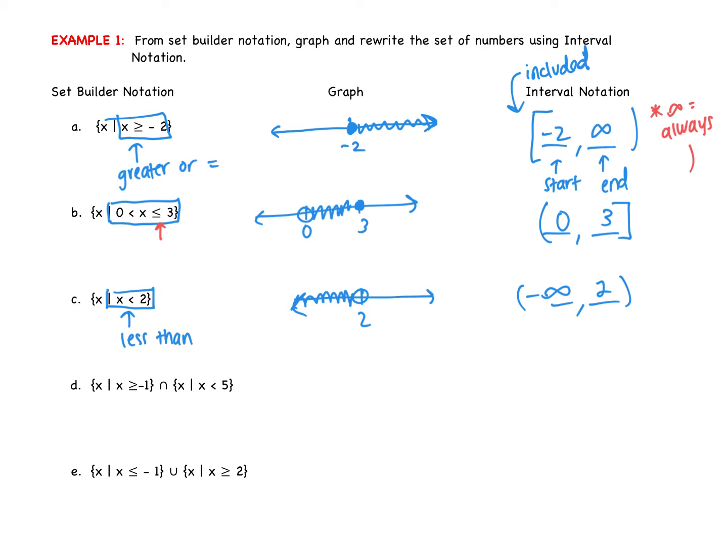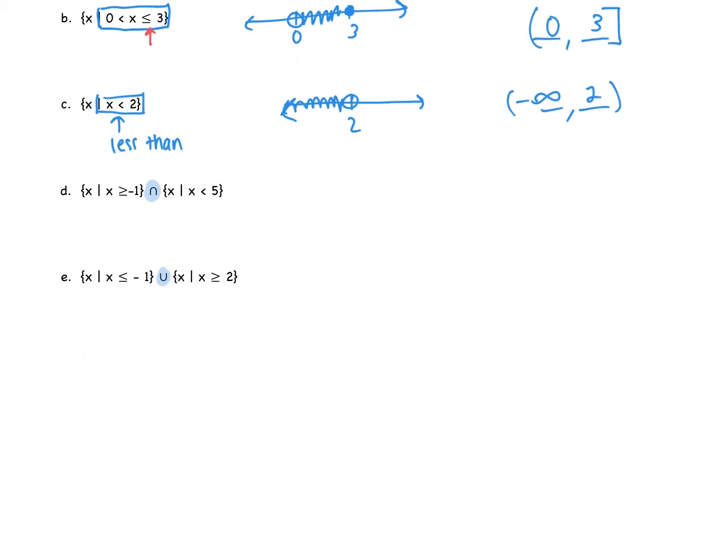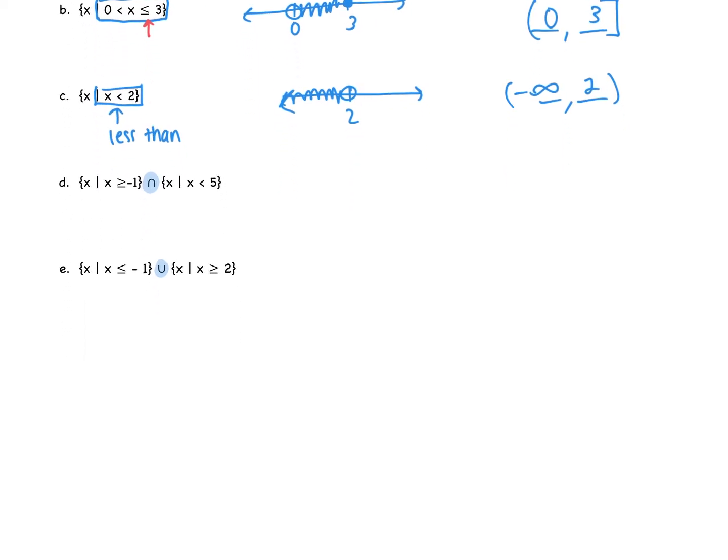Okay. D and E is where things get trickier. What I want you to notice on D and E is this symbol in the middle. So those are two different symbols, and we're going to talk about what they mean. For D, the official term for this symbol is intersection. Intersection is just the word for and.